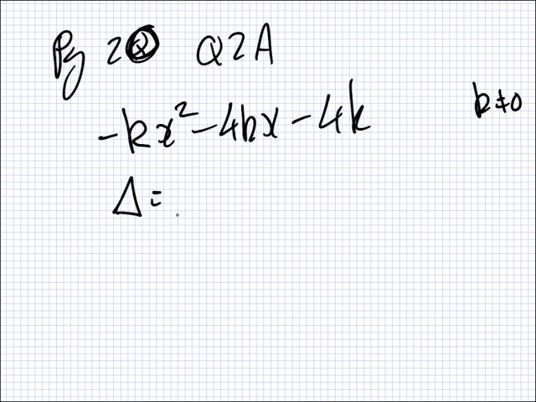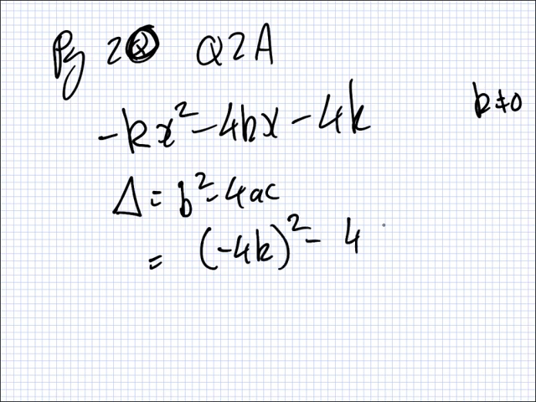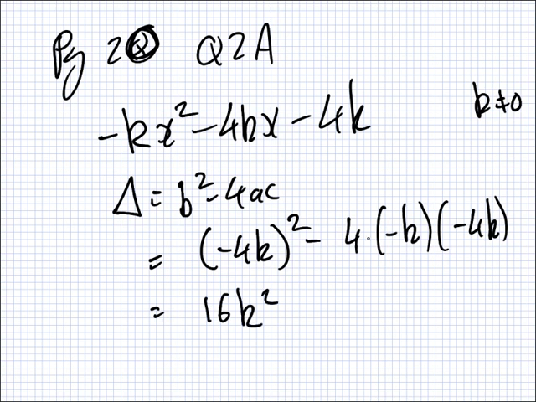What's that called? But what's the formula called here? b squared. What's the name of that formula? This guy has a name. Discriminant. Yeah. So what's the b squared here? Negative 4k, squared, minus 4. What's the a? Negative k. Good. And the c? Negative 4k. Now, what's minus 4k squared? 16k squared. Minus, minus, minus? Plus. No, minus. Still minus.